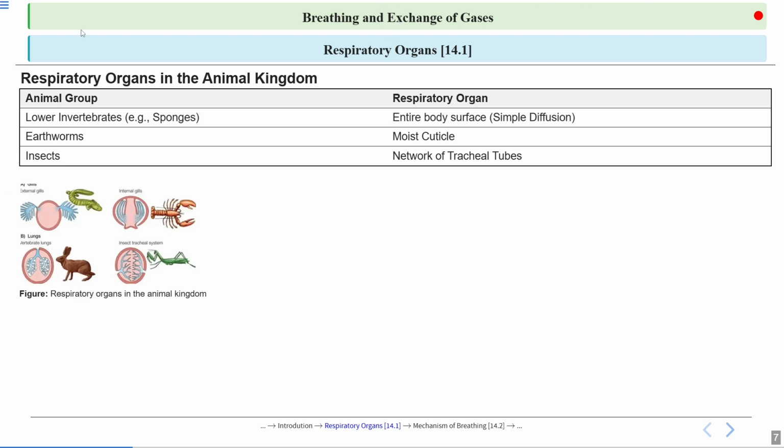So you can see in this image, in some animals, external gills are present, such as in the larva of amphibians and the larva of fishes. In aquatic animals, gills are present. Then lungs are present in terrestrial animals, and insects have the tracheal system. So you can see the tracheal system is a network of tracheal tubes. These tracheal tubes are nothing but air-filled tubes.